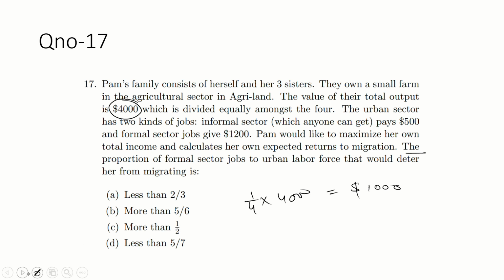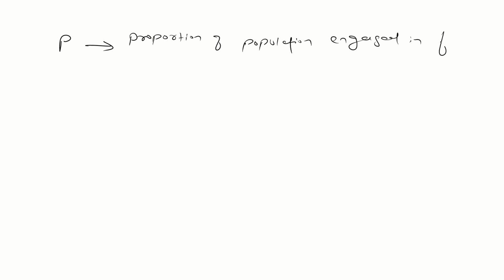So guys, can I write this? We just have to take two things: P is the proportion of population engaged in the formal sector, and 1 minus P is the proportion of population engaged in the informal sector.